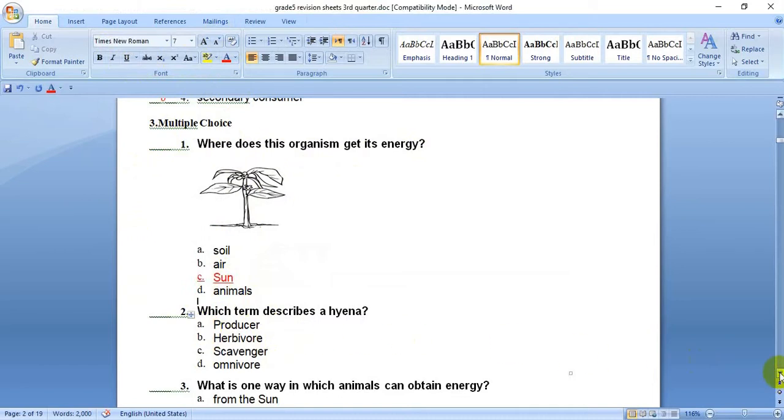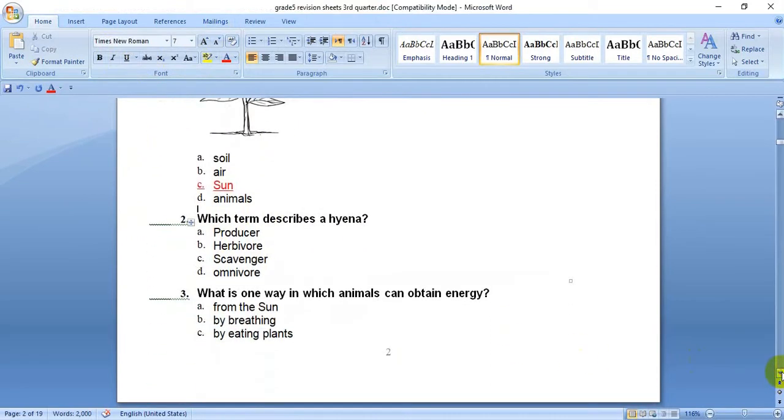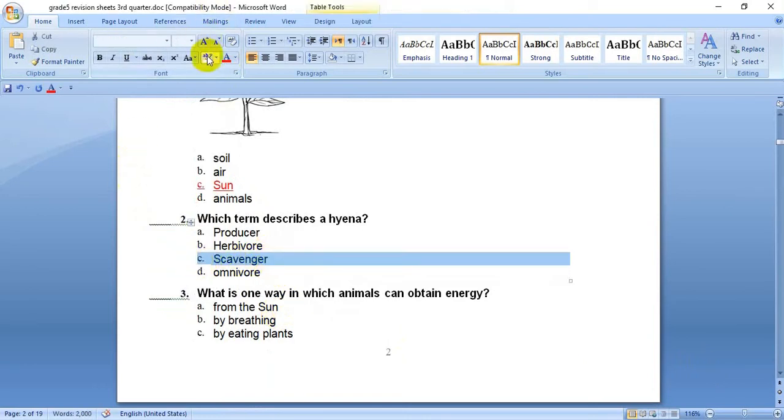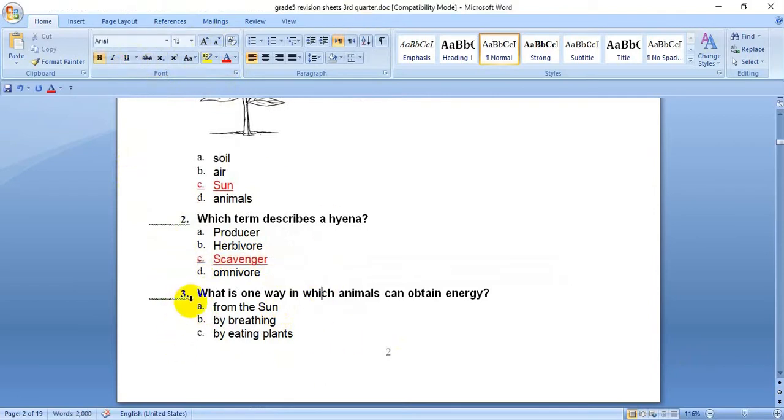Which term describes a hyena? Hyena is a kind of organism that feeds on dead animals. Do we call them scavengers? So the answer will be letter C, scavengers. They feed on dead things.